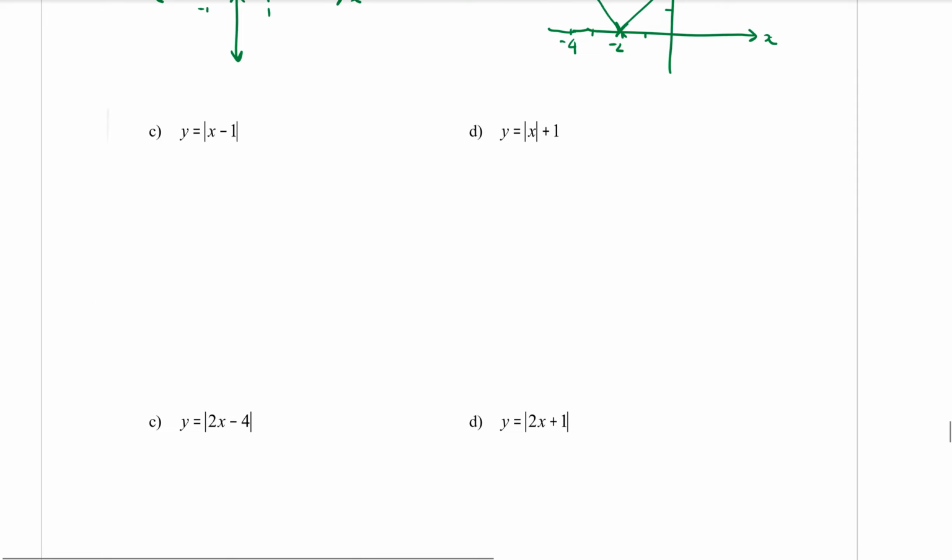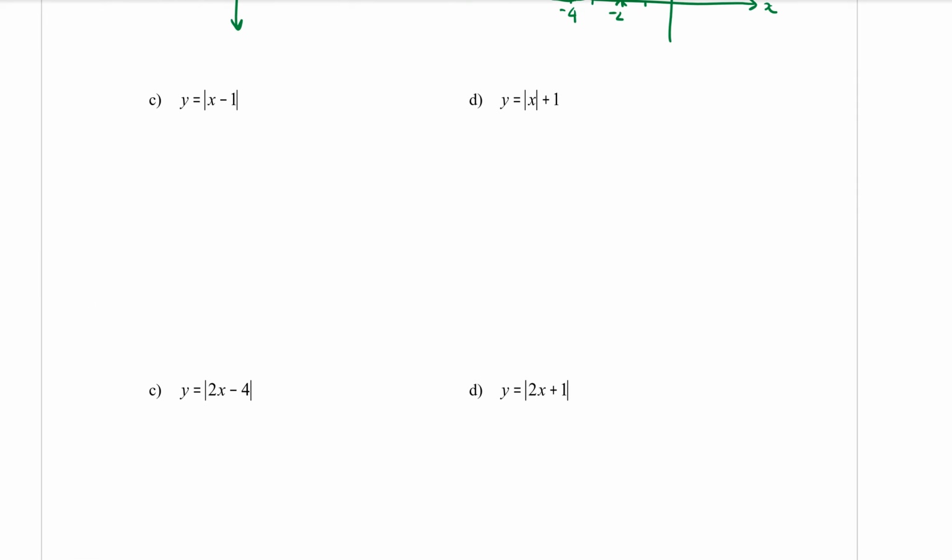Part C, because we have x minus 1 in the absolute values, that means we're going to move that 1 space to the right so that it is a +1. Okay, again I want to find the y-intercept, so I'll sub in x equals 0. 0 take away 1 is -1, but the absolute value of -1 becomes a +1. And because it's symmetrical, 1 space on the other side will also be at +1. And there it is.